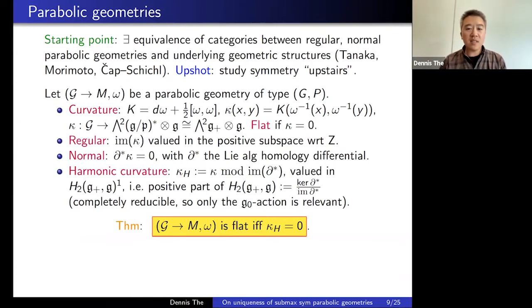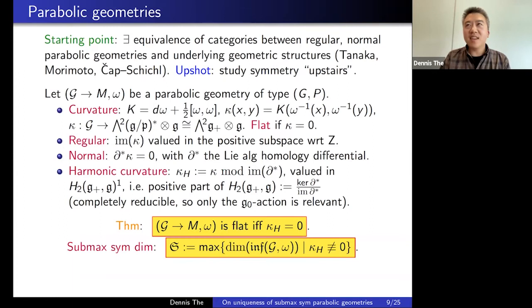Well-known results is that, if you want to characterize flatness, so locally being isomorphic to this flat model G mod P, kappa equal to 0 is the definition, but it's equivalent that actually only harmonic curvature is 0. Okay, and in fact, as I mentioned, the maximally symmetric model is unique. So I could reformulate being submaximally symmetric. So what is the submaximal symmetry dimension? It's the maximum dimension of the symmetry algebra of this upstairs structure such that harmonic curvature is not identically 0.